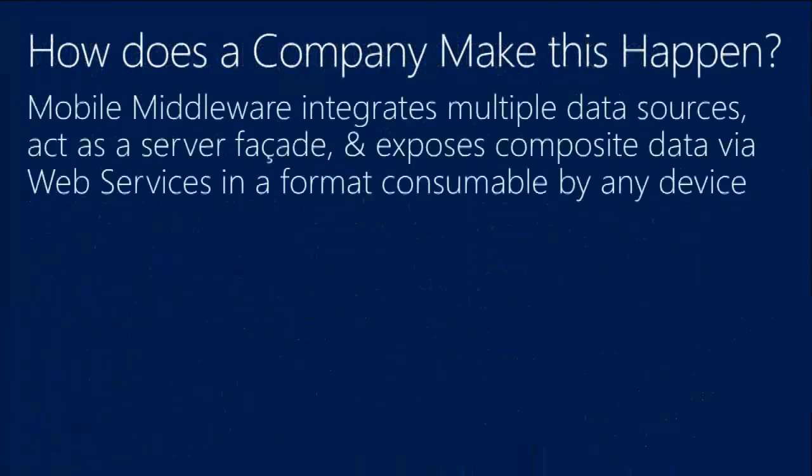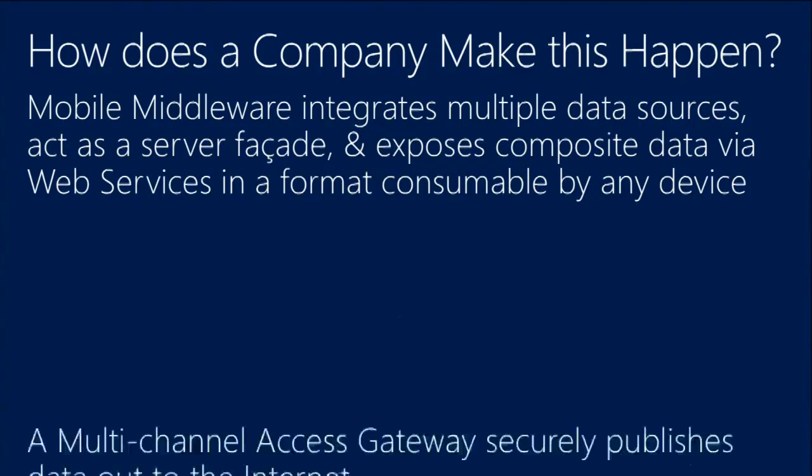So how do you make this happen? You've got this mobile middleware, which I'm going to show you how to build, to integrate all these mobile data sources, back-end systems, packages, databases, everything. It sits in front of that as a server facade, so that there's only one view that the devices have to look at. It pulls data in from different places, combines it together, then exposes it with web services in a format that any device can consume. Not a proprietary binary protocol, because you don't want to create your own blockers to mobile devices by using a proprietary wire protocol.